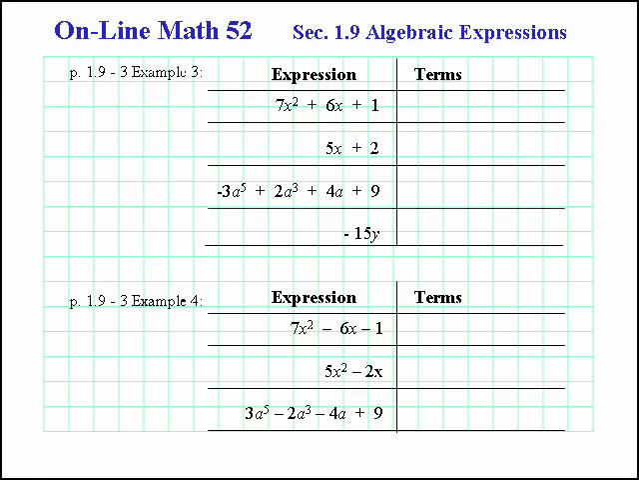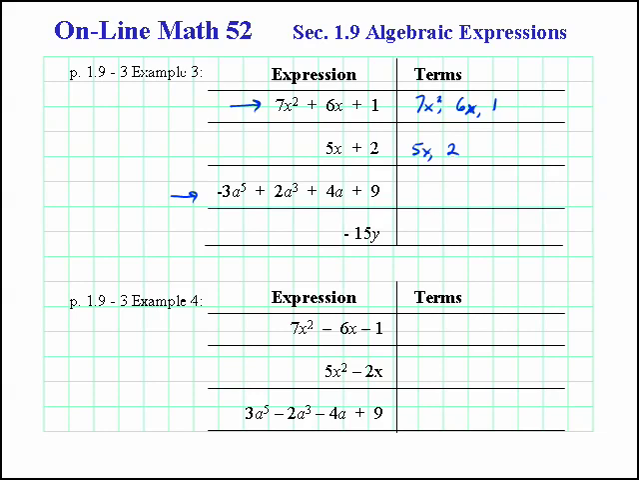Example 3 and example 4. Now, I wonder what we're supposed to do here. Oh, identify the terms. So in number 3, we're supposed to identify the terms, and we'll just put a comma between them. I see in this first one here 3 terms. I see 7x squared, and 6x, and 1. If we needed to, we could say that that's a positive 7x squared and a positive 6x and a positive 1. Here the terms are 5x and 2. I can just write that in, 5x, comma, 2. So there are 2 terms.